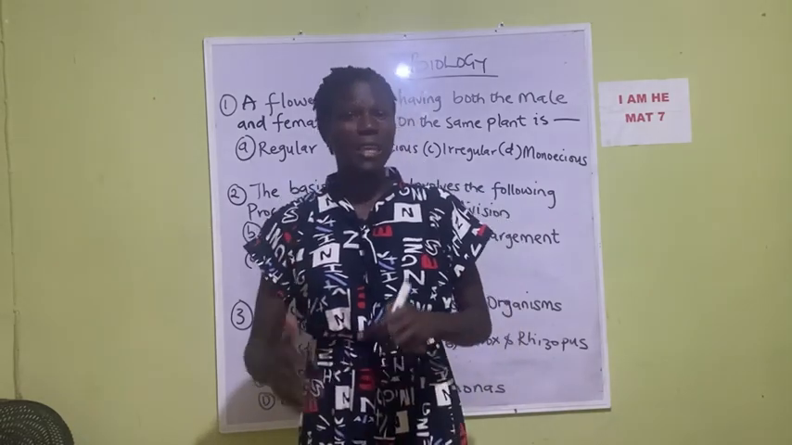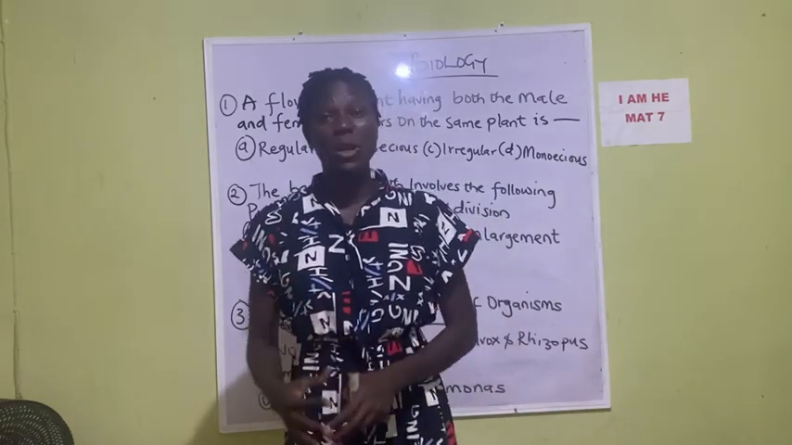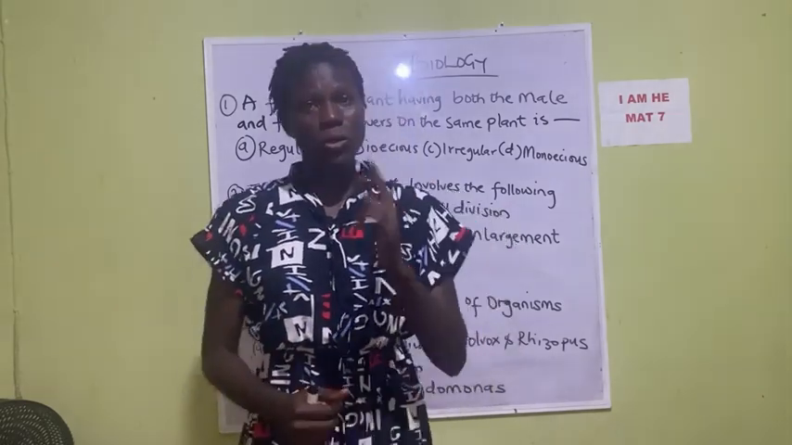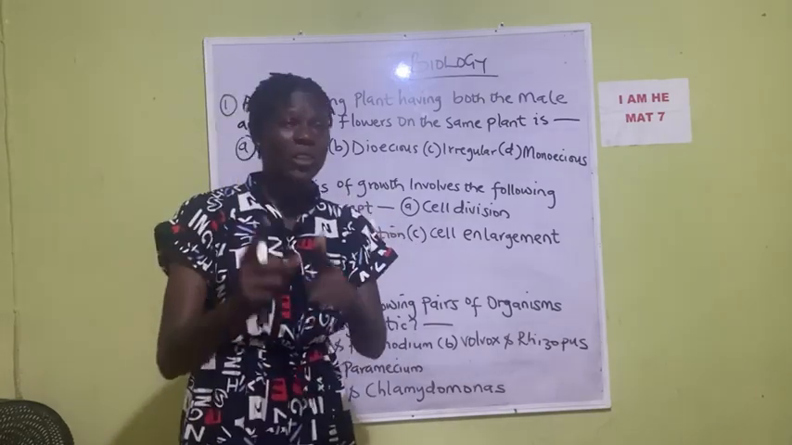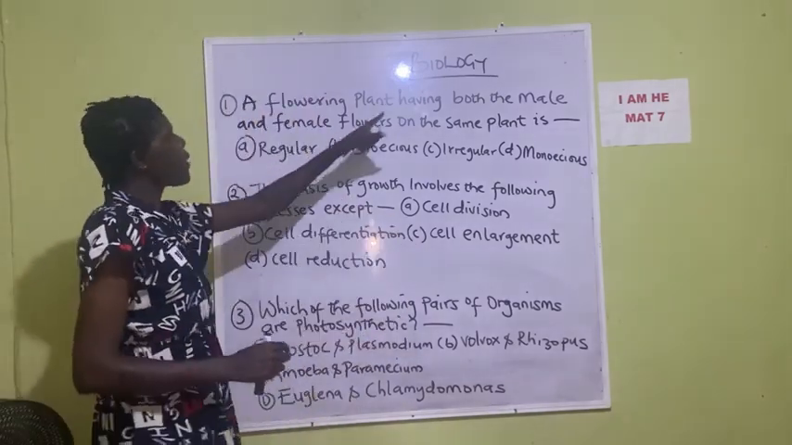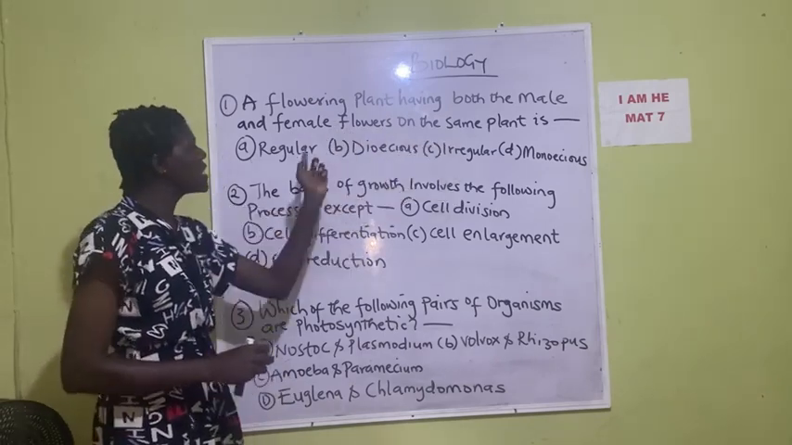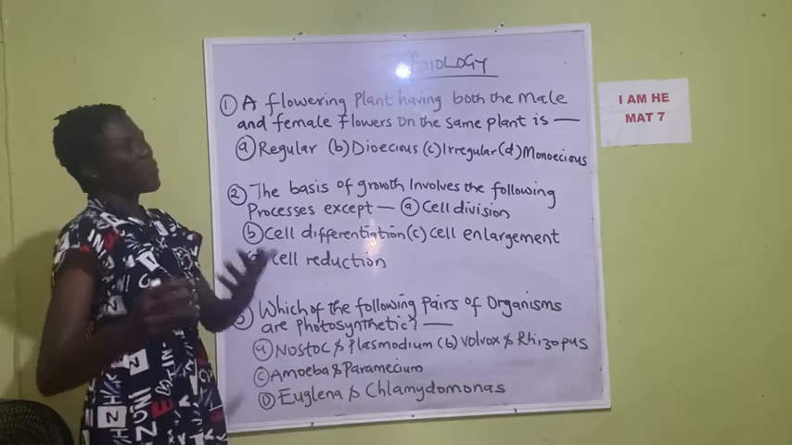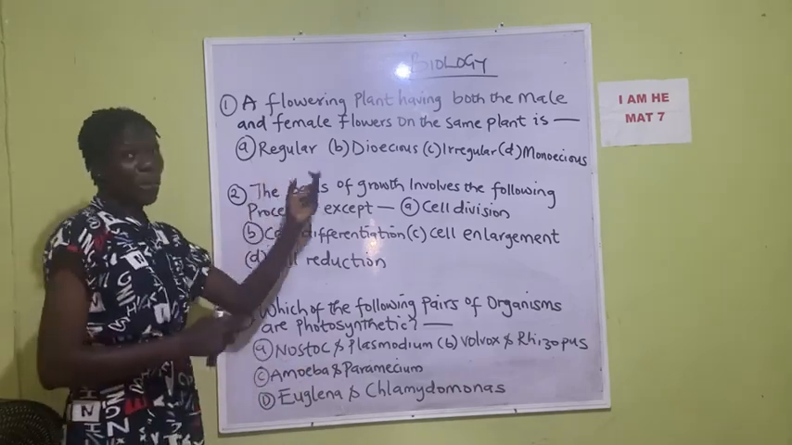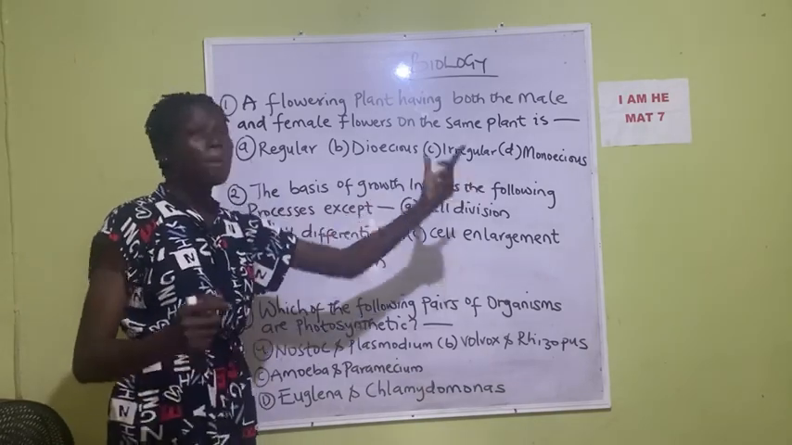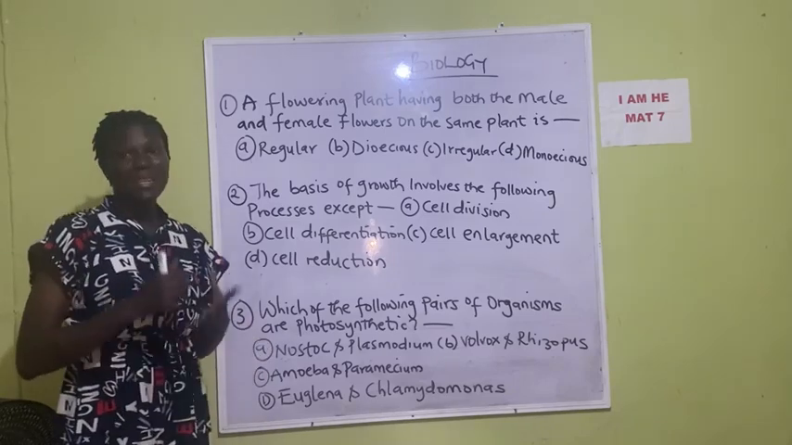Briefly, I'm going to be taking you through some Jamb likely questions you can see in your forthcoming Jamb on biology. So let's get straight to the point. For instance, you see a question like this. A flowering plant having both the male and female flowers on the same plant is termed what? What kind of flower is that? A. Regular. B. Dioecious. C. Irregular. D. Monoecious. Now, how do you pick the answer?